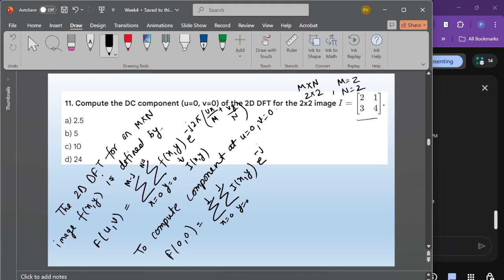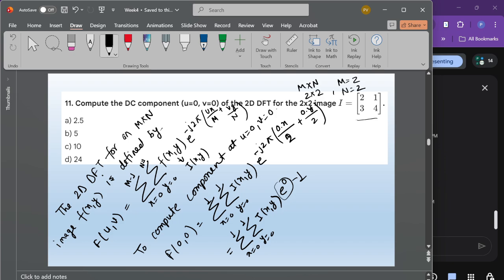e to the power minus j 2 pi. Here u is 0, so 0 into x divided by M, which is 2, plus 0 into y divided by 2, right? So here it is 0, so that exponent will be 0 only. So x is equal to 0 to 1, y is equal to 0 to 1, I(x, y) times e to the power 0. Here this function will become 1 only.